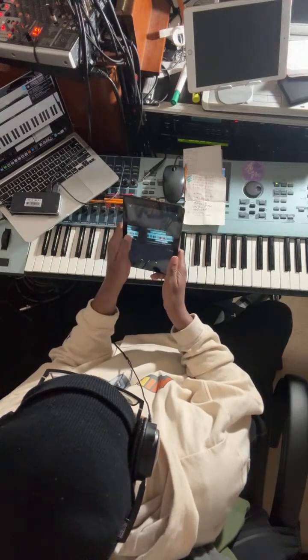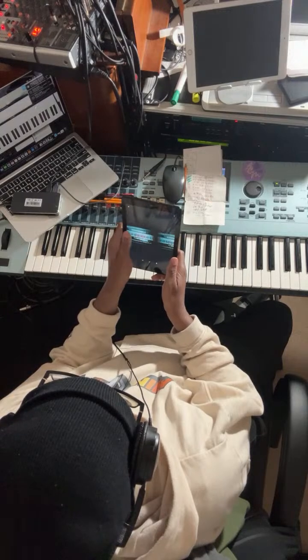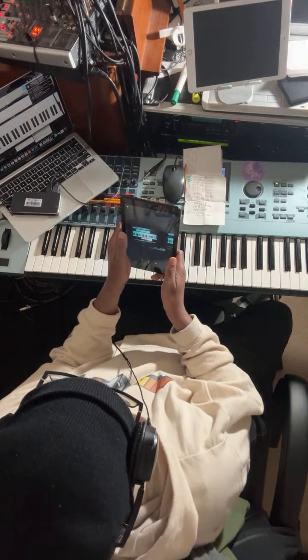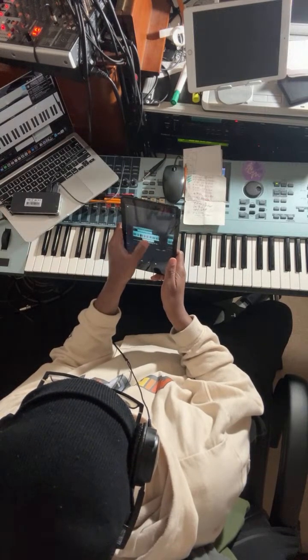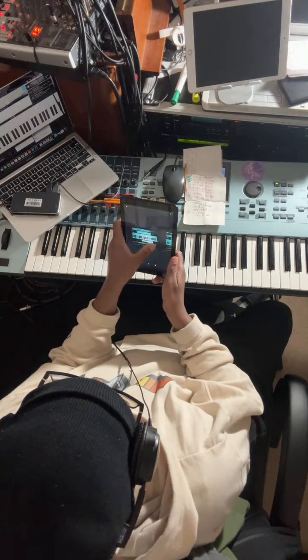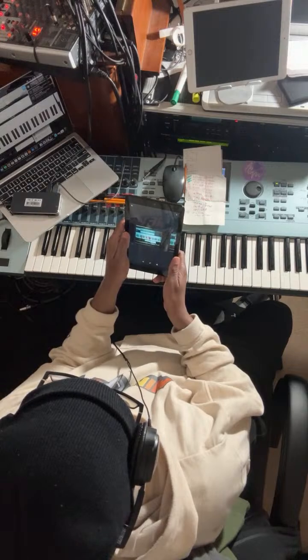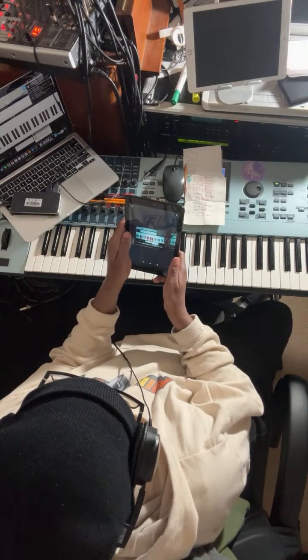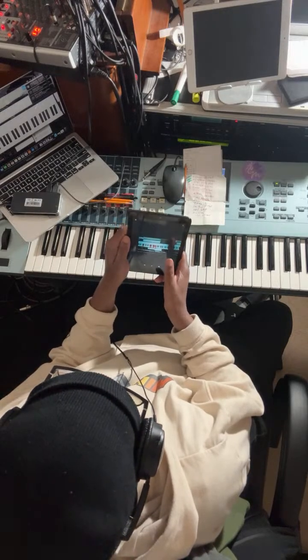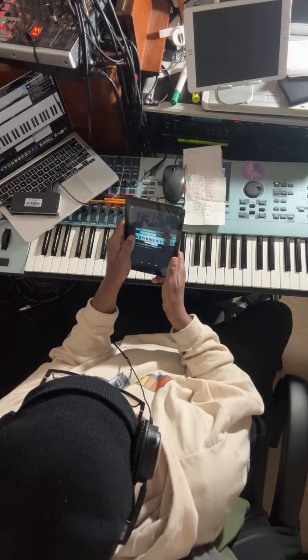Let me see. 1, 2, 3, 4, 5, 6, 7, 8, 9, 10, 11. All right, so I'm missing 1 key. All right, hold on. I got the A flat.